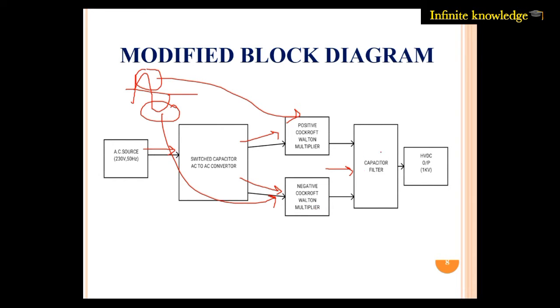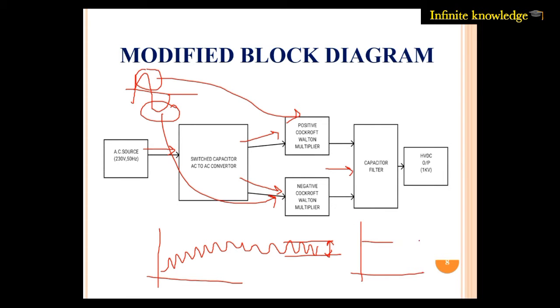Now these capacitor filters are very important because when we simulate this circuit, we get a waveform like this. You get a DC voltage, but there is a ripple in the DC voltage. You can see this is a ripple. This is the V ripple. This variation in the DC supply is like this.